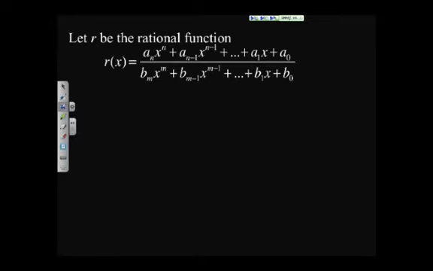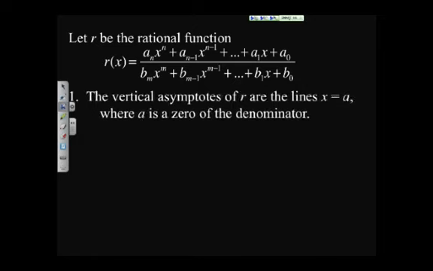The bottom, since we have to make it different than the top, it's just another polynomial function equation. So to find the vertical asymptotes of this function r, these are the lines x equals a, where a is a 0 of the denominator. In other words, it's any time the denominator equals 0, you will get a vertical asymptote.